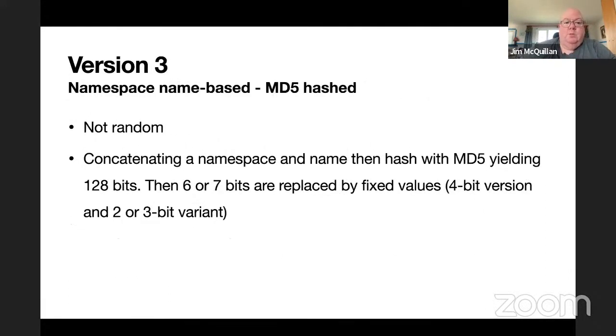Version 3 is namespace name-based. Basically, you take a namespace, and there's a set of namespaces defined, and you take a string, like maybe a URL, and you concatenate them together. You hash it with MD5. You replace a couple of bits so you have your version and your variant, and that's your UUID. The problem with that is it's not random.